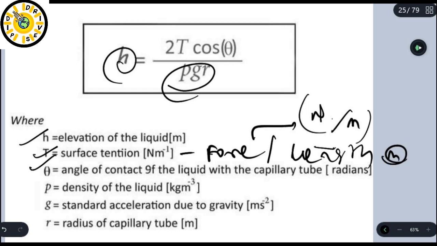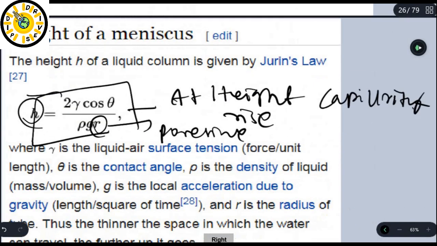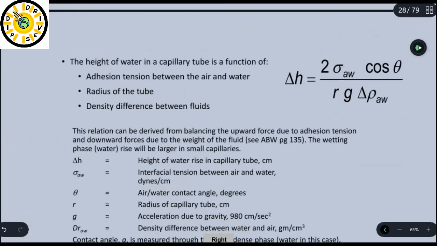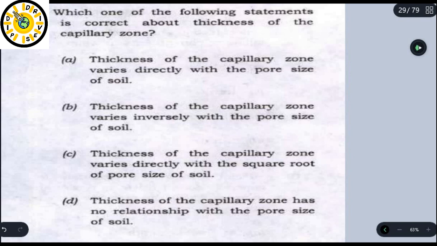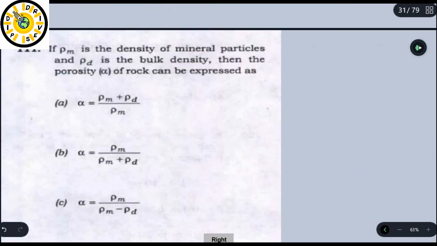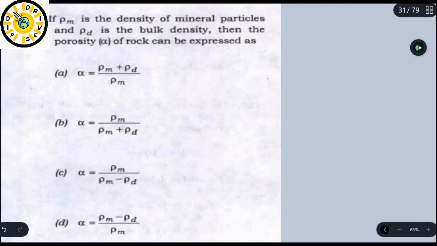Okay, so theta is the angle of contact, I just told you what the angle of contact is. Rho is the density of the liquid, g is the acceleration due to gravity, and r is the radius of the capillary tube. Clear, so this is the same equation, nothing new. So I also say that it is inversely proportional. So B will be the right answer for 110. Okay, so let's go to question number 1.